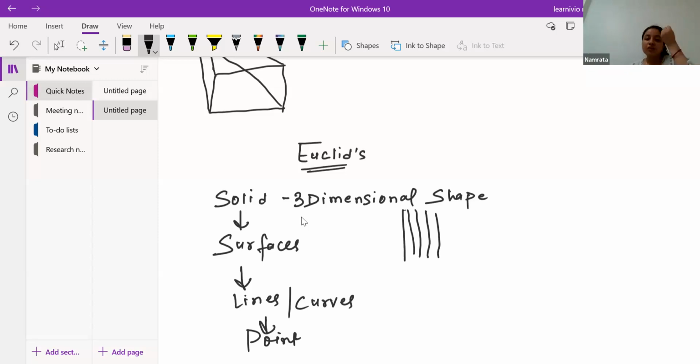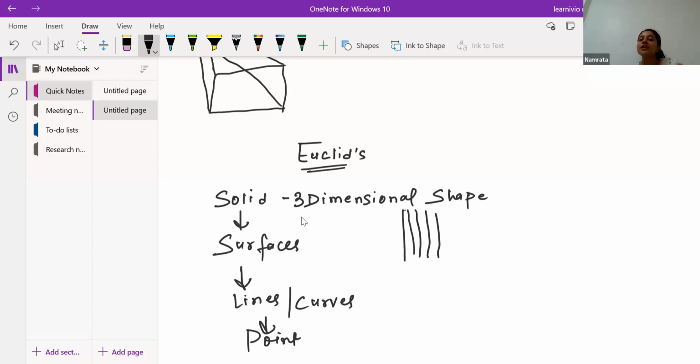In physics, solid means whatever shape has a solid structure. That's solid. Liquid means liquid consistency. Milk, water, these are liquid. But in mathematics, we say solid to a three-dimensional shape: the shape which can occupy something, which has its own volume, the shape which can contain something. That's solid in mathematics.